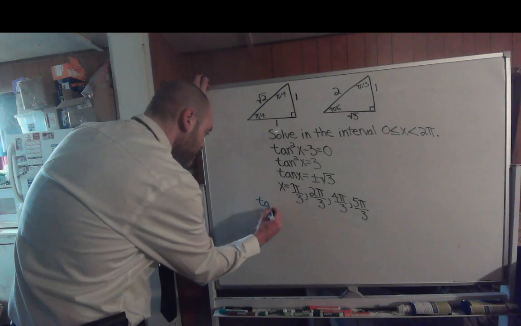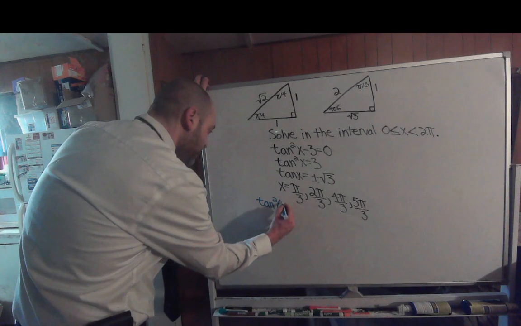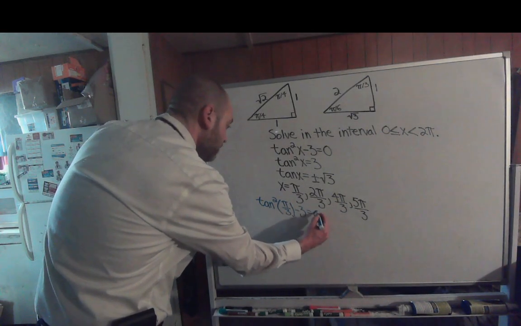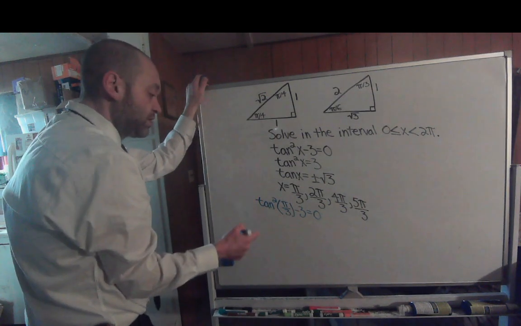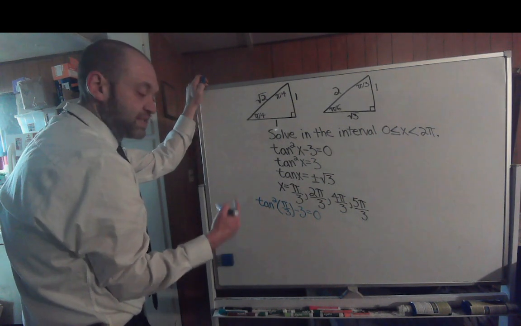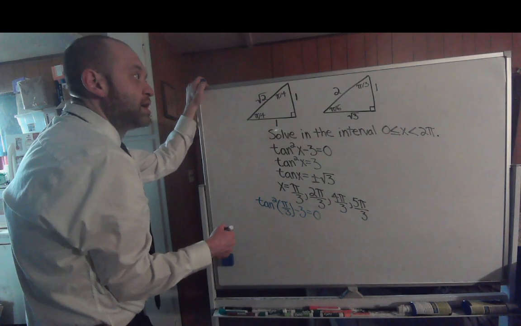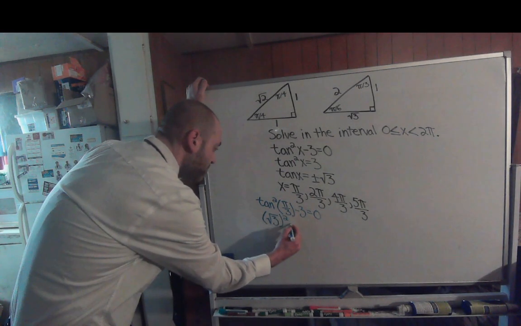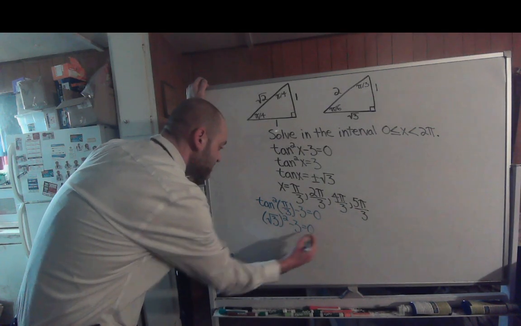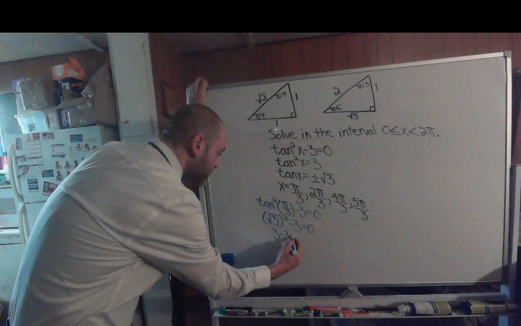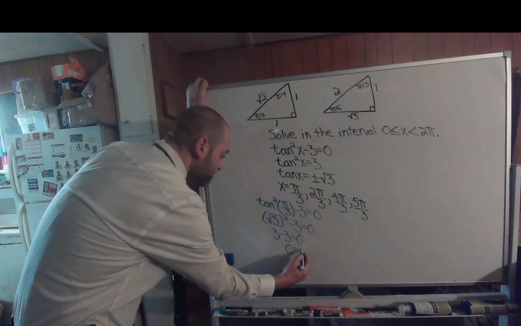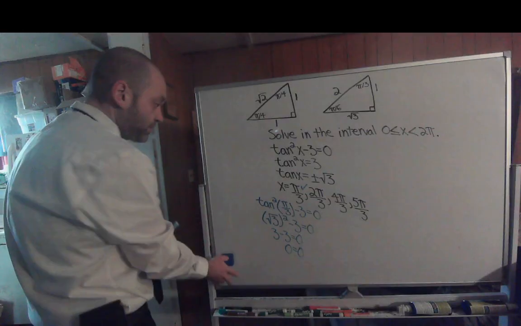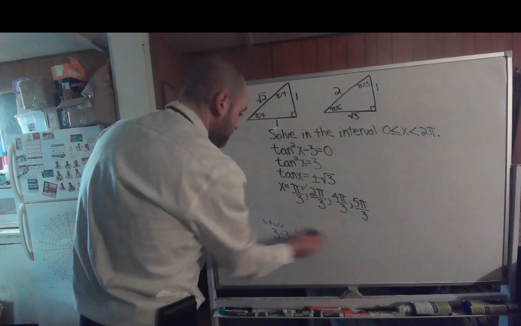So the tangent squared of pi over 3 minus 3 equal to 0. Well, the tangent squared of pi over 3, what is the tangent of pi over 3? That's the square root of 3, so you would take the square root of 3 squared minus 3, set that equal to 0. Well, 3 minus 3 equals 0. You get 0 equals 0. So yes, we can verify that pi over 3 is a solution. Now let's do this with 2 pi over 3.